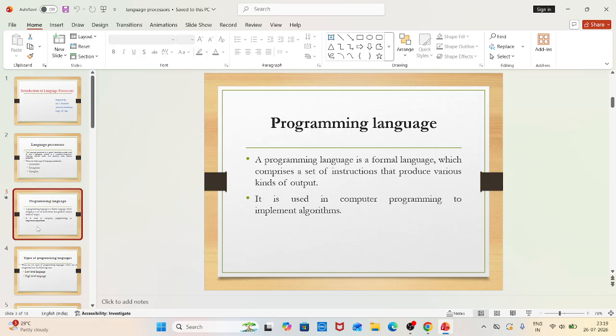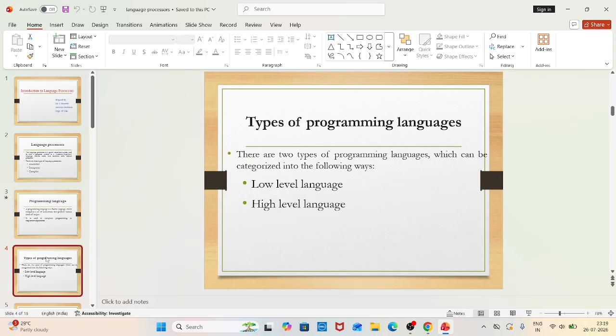So, programming language. A programming language is a formal language which comprises a set of instructions that produce various kinds of output. It is used in computer programming to implement algorithms. Types of programming languages. There are two types of programming languages which can be categorized into the following ways: high-level language and low-level language.